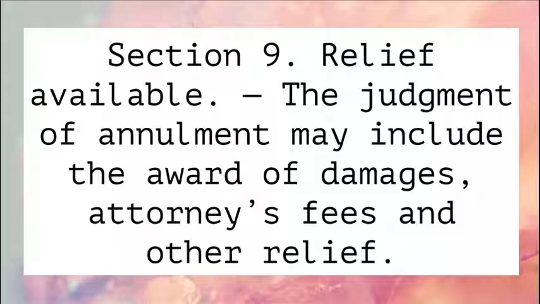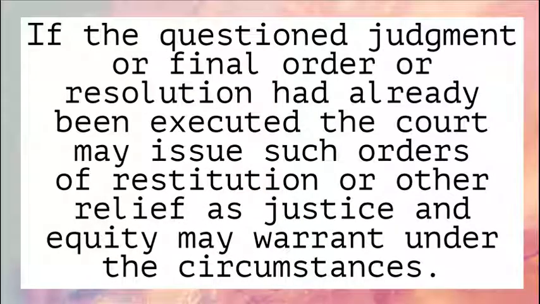Section 9. Relief available. The judgment of annulment may include the award of damages, attorney's fees and other relief. If the questioned judgment or final order or resolution had already been executed, the court may issue such orders of restitution or other relief as justice and equity may warrant under the circumstances.